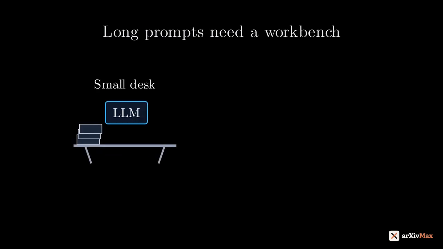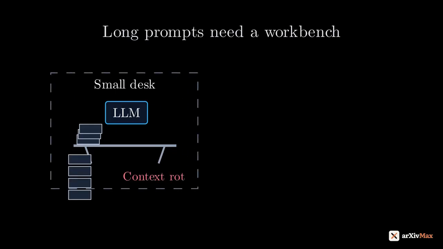Large language models, or LLMs, now read research papers, inspect codebases, and answer questions across thousands of documents. Yet each model can only attend to a fixed amount of text at once, called its context window, and performance often degrades before that window fills.